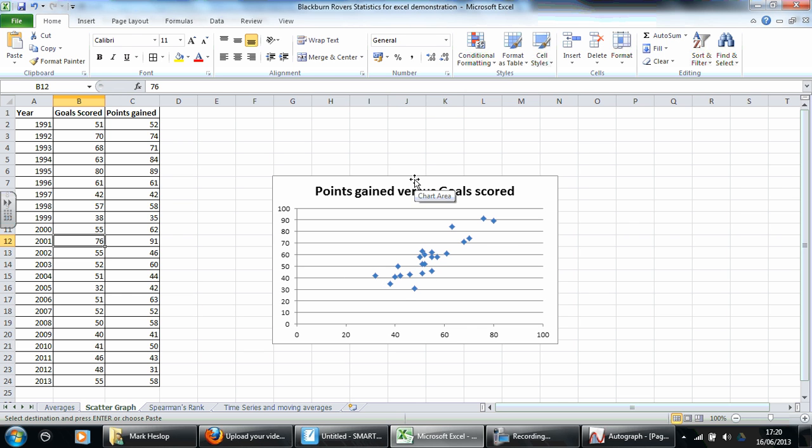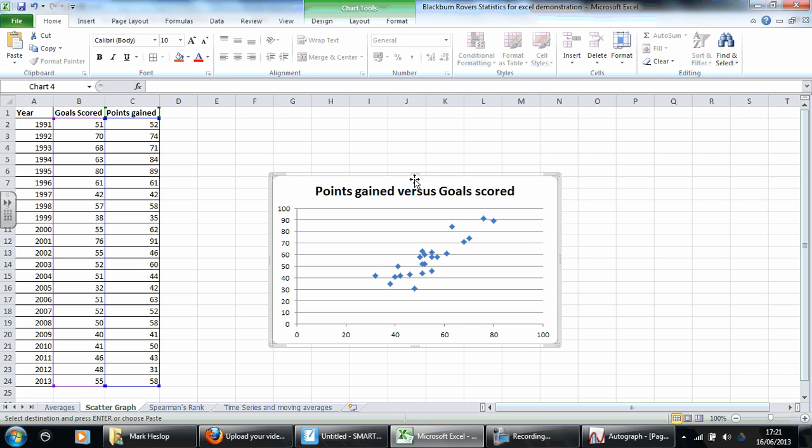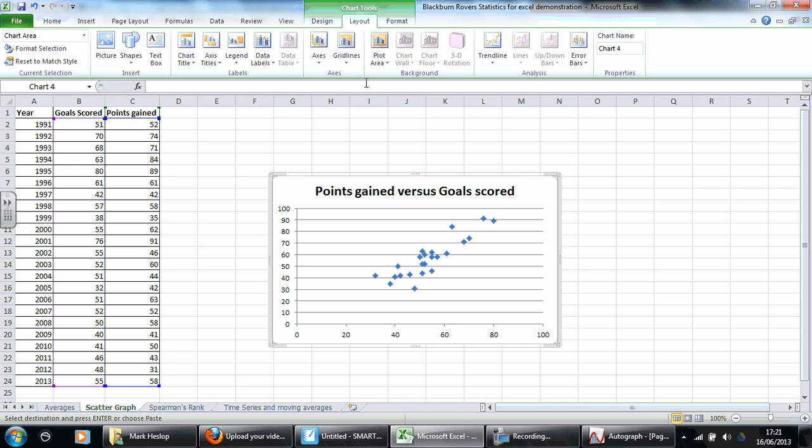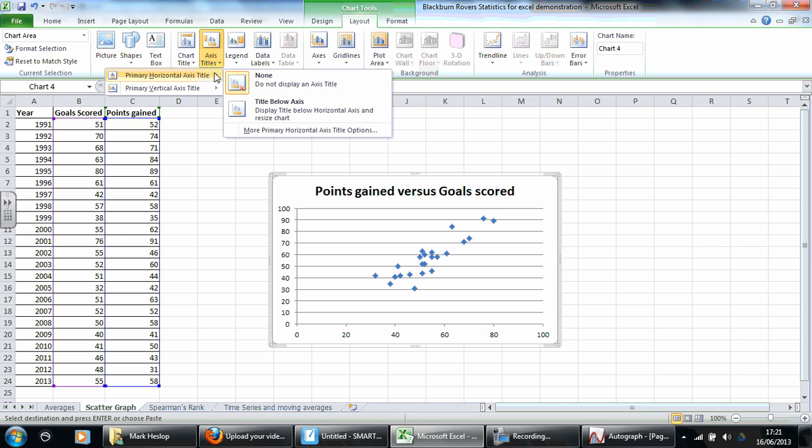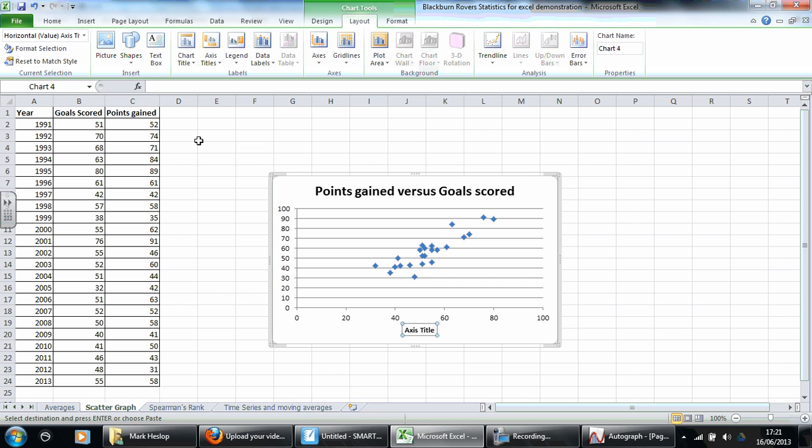To label the axes and to do a lot of things with graphs, if you ever want to edit your graph, select on the whole graph, and the layout tab is where you do a lot of the things you need to do. If I go layout tab, I can add grid lines and all sorts, which can make it look easier if you've got squares instead of just lines across. But all I want to do now is just change the axis title. So I'll say axis title, horizontal axis title, I want that below the axis, and we know that's goals scored.